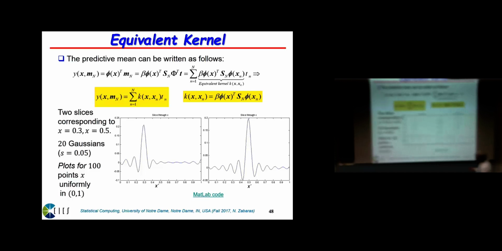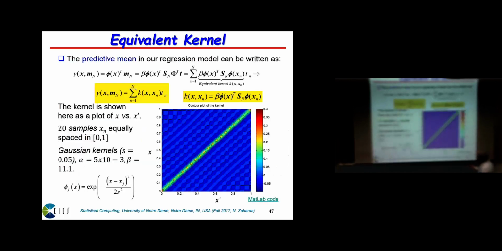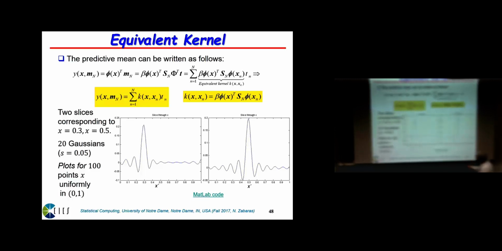Now, this kernel, again like this plot, if you take slices of this plot, they look like that. All right, they are very small values oscillating like that, and then a peak when x is near x prime, okay? So they're really localized. And what is interesting is, these functions, phi of x that we have here, may be polynomials, they're not localized, but when you compute the equivalent kernel, the kernel is localized.